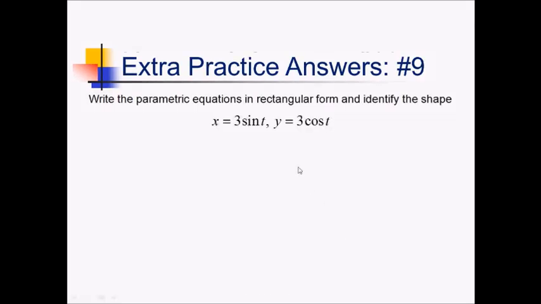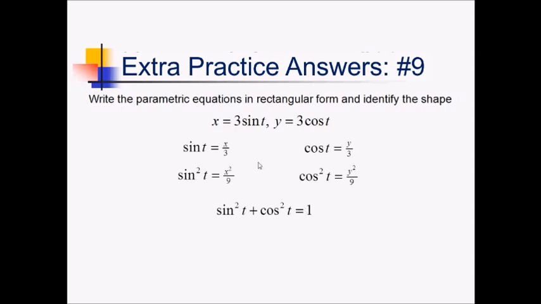For number 11, to turn these into rectangular form, let's isolate the trig functions. So sine equals x over 3, and sine squared then is x squared over 9. Over here we have cosine equals y over 3. So cosine squared equals y squared over 9. Well, we know that sine squared plus cosine squared equals 1 in general. So that means in this case, x squared over 9 plus y squared over 9 equals 1. Multiplying by 9, we get the equation of a circle.